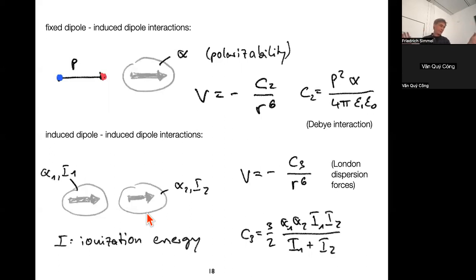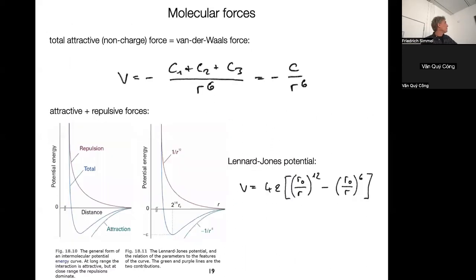So a random fluctuation in one charge cloud will lead to a transient polarization, which then polarizes another charge cloud, and then they are coupled. And this also gives you an r to the power of 6 dependence. So all of them are r to the power of 6. And therefore, they are sometimes just taken together. All of these three r to the power of 6 interactions together are called dispersion forces or van der Waals forces. And they give you this type of behavior with some constant.